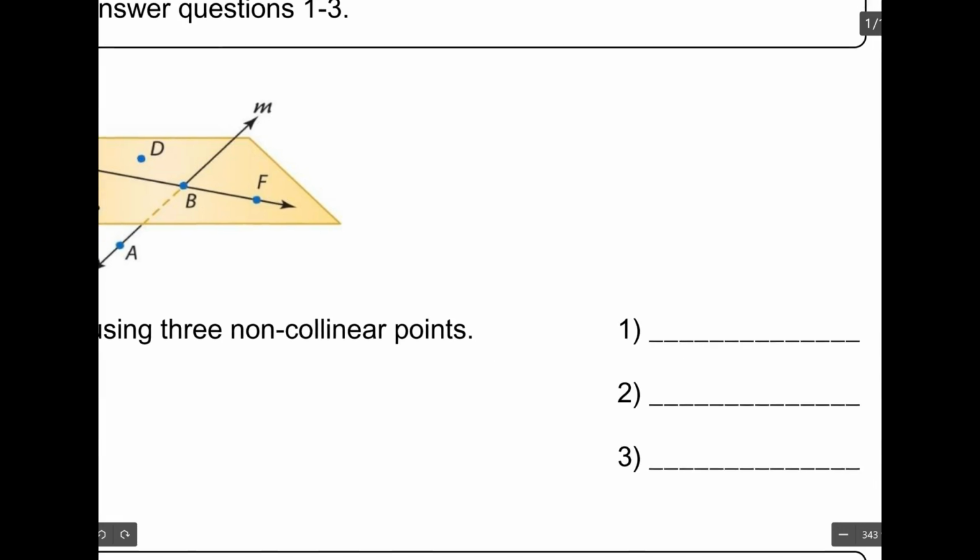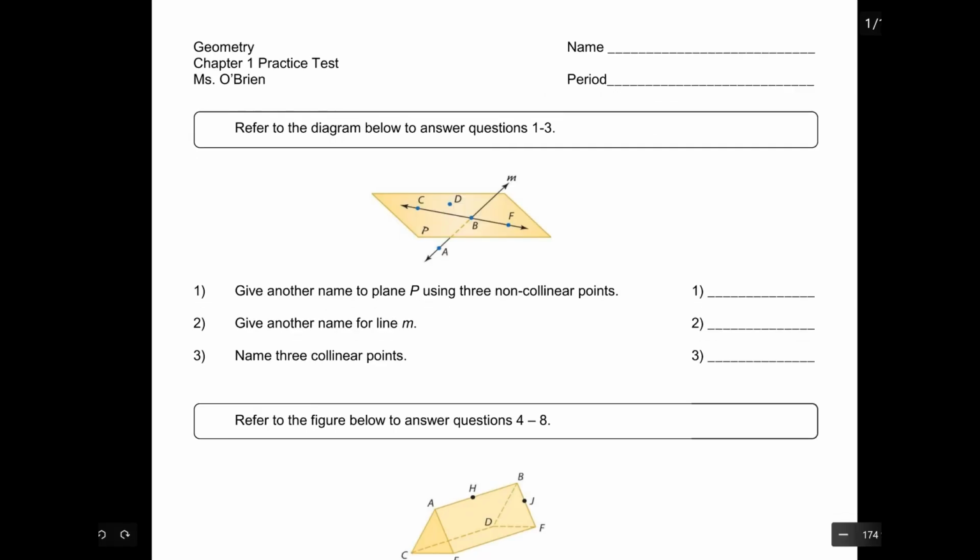Did we all find it? After page 23, it says chapter 1 practice test. It's in the chapter 2 notes packet that I gave you that we've been working on. It's really close to the end. Are we all there? Please help each other find it. This is what it looks like. Geometry chapter 1 practice test.